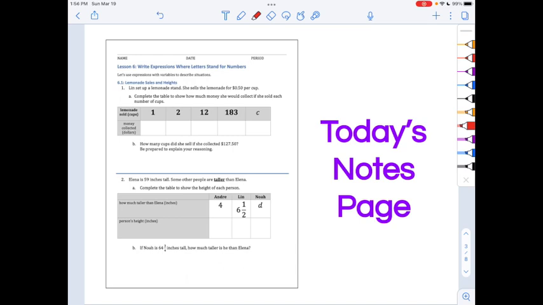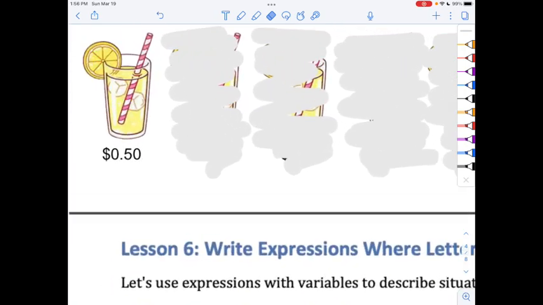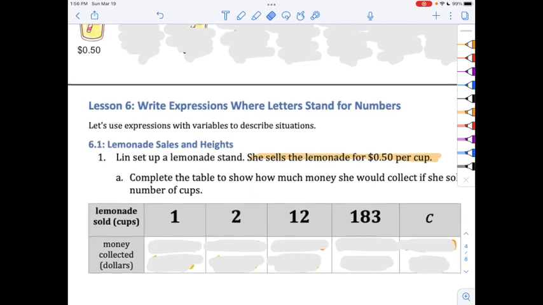Our first problem is about something that maybe you have experience with, or somebody in your family, or you've seen a kid do this. Lynn set up a lemonade stand. Someday it'll be summer, and you'll see lemonade stands again. She sells the lemonade for 50 cents per cup. Here is her first cup of lemonade. It costs 50 cents. There's a table down below that we need to fill in.